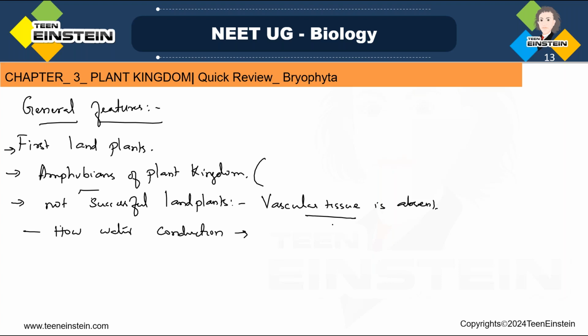In bryophyta, vascular tissue is absent, so they cannot grow very tall, right? They cannot grow tall because water conduction would be impossible. If they grew tall, water conduction would be impossible. So how is water conduction taking place in these small plants? Water conduction is taking place with the help of parenchyma. Parenchyma tissues, or the cell groups, help in water conduction. Here, what is parenchyma doing? Tissue.